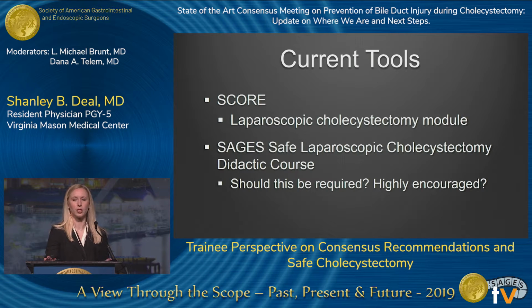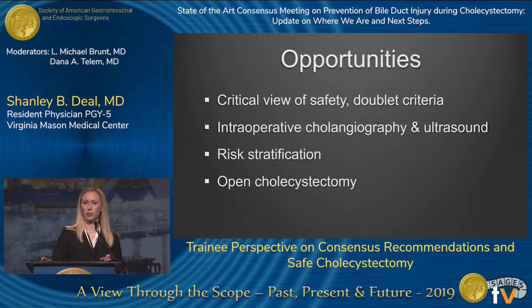How can we improve the educational environment that we have now? I think promoting the critical view of safety, using it as an educational tool, and starting to promote photo documentation or at least verbiage and teaching residents how to document verbiage appropriately in their operative report is essential. It should have three components, and it should be listed in a 3-component format so that you don't just say a critical view of safety was achieved, because we all know that there's a gray area around that.